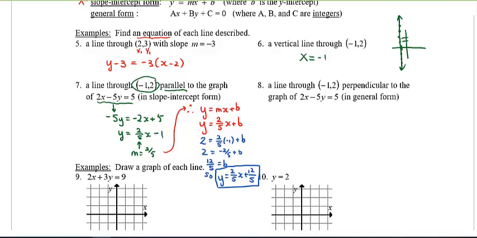Okay, and so number 8, I'm going to ask you to try on your own, because it's very similar to number 7. The only little trick here is I've changed one of these words. Instead of having parallel, it's now perpendicular. So go ahead and try that yourself, and then check your answer with mine when you're done. Press pause.